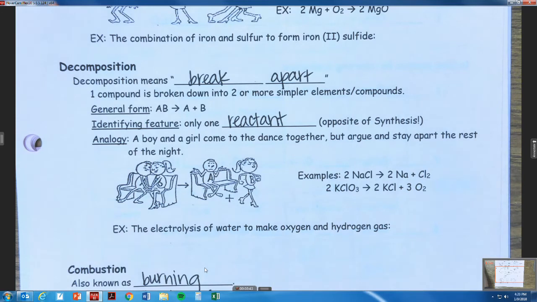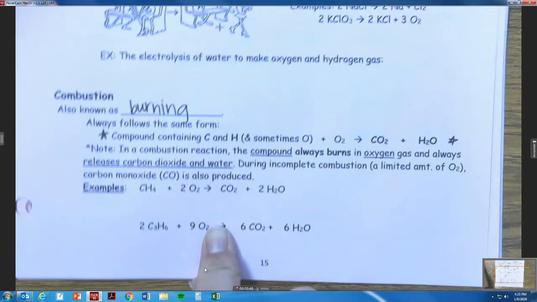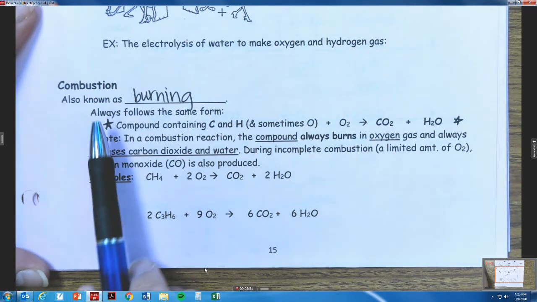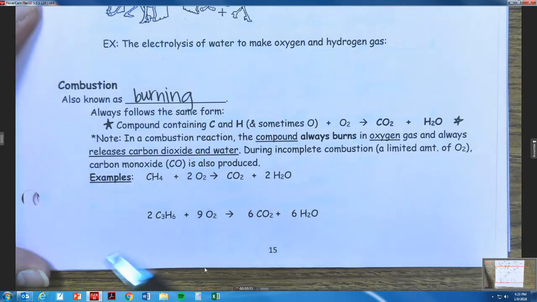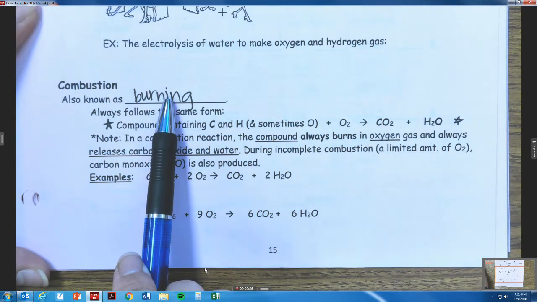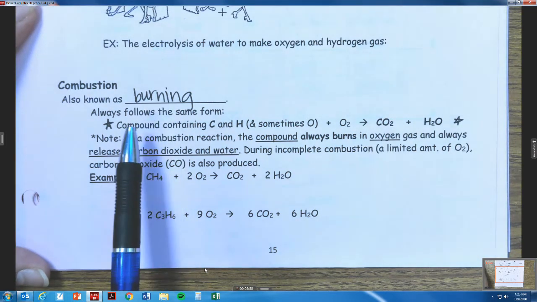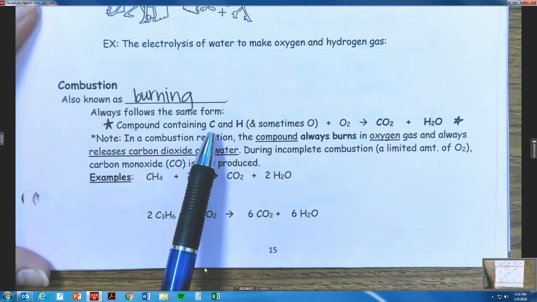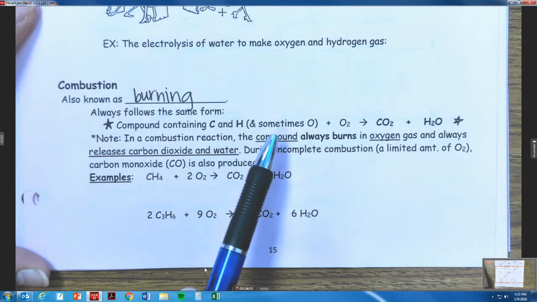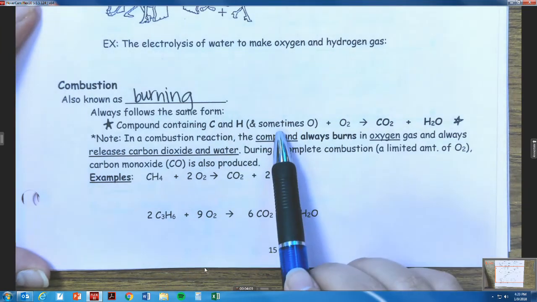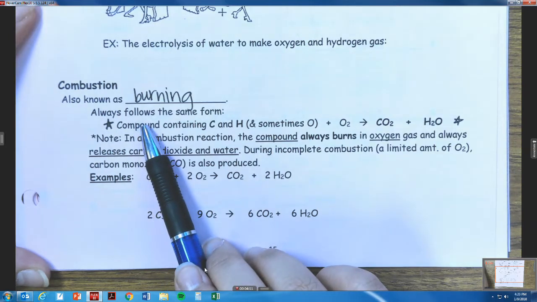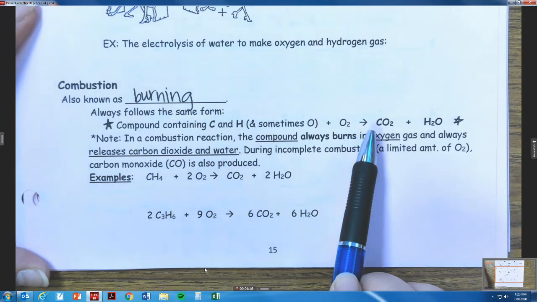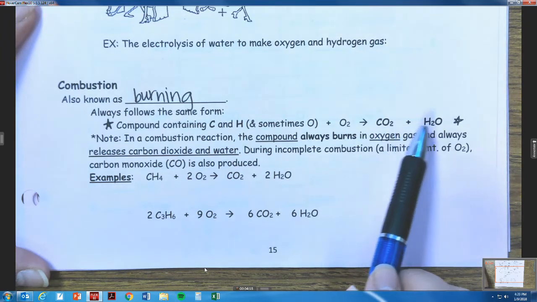Now our next type of redox reaction is combustion. When you think of combustion, you can think of fire, so it's also known as burning. It always follows the same form. You're going to have a compound containing carbon and hydrogen, and sometimes it has an oxygen, but rarely. So you have a compound plus oxygen, and that's going to produce carbon dioxide and water.